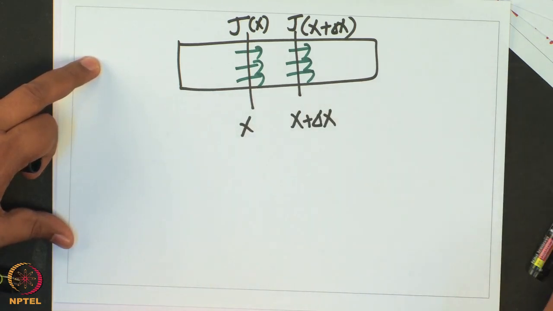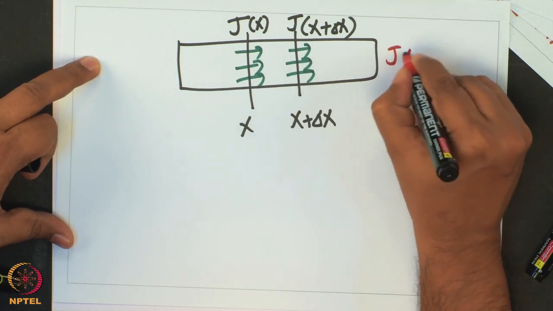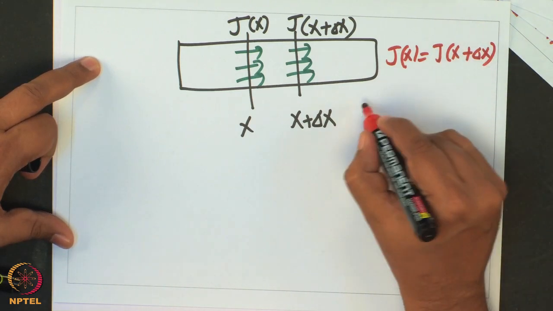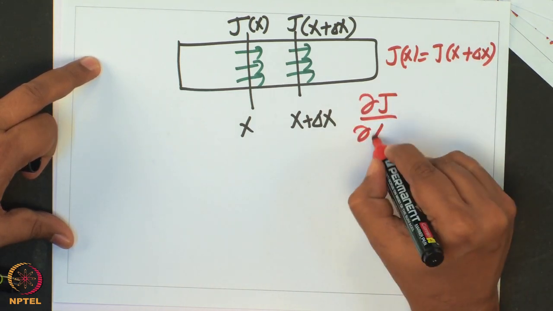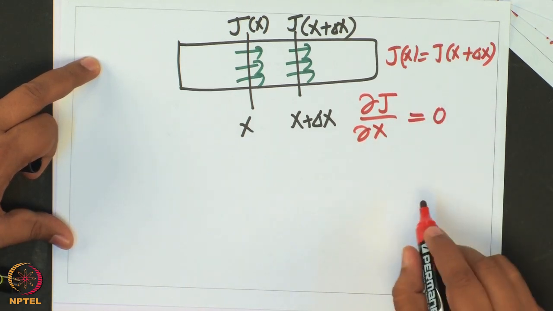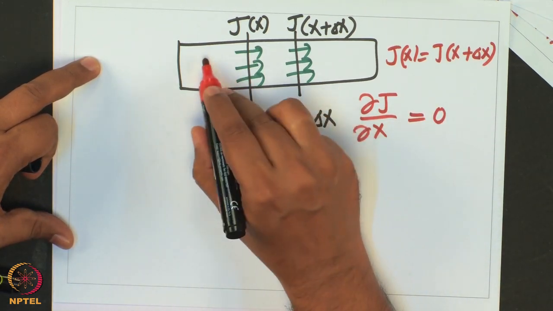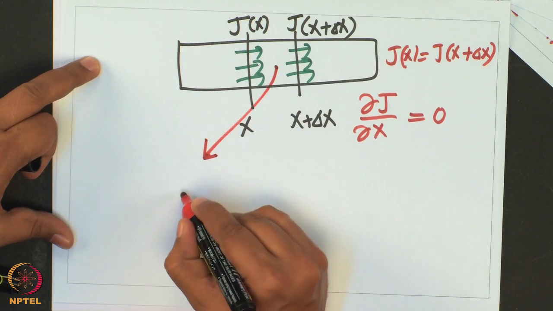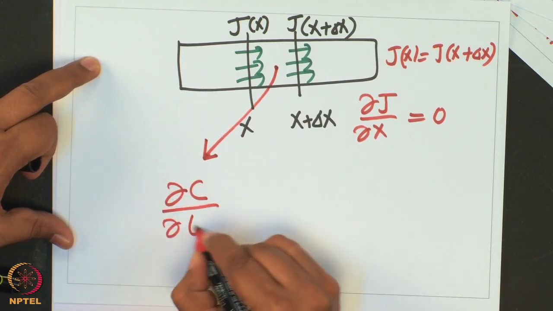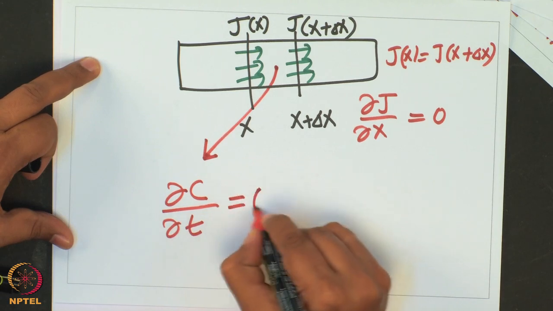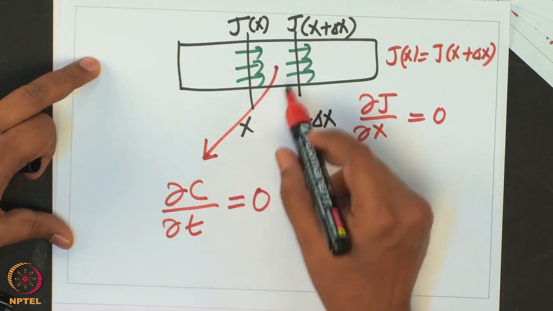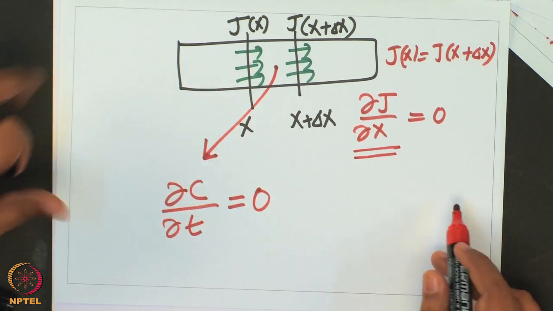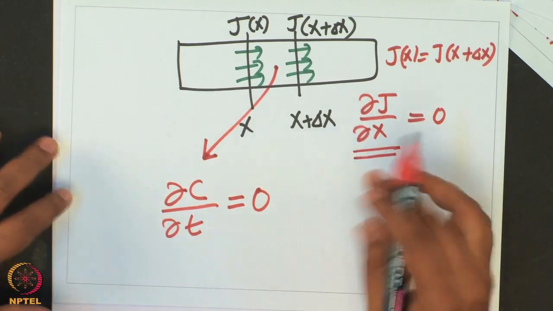Therefore, J at x is equal to J at x plus delta x. This means the derivative is 0. This means del J by del x is 0. And because of that, if the same number of particles come in and the same number of particles go out, how does the concentration change with time? This will be 0, because this will not change either. So del C by del t will be 0, del J by del x will be 0. So this is the first point that we want to make.